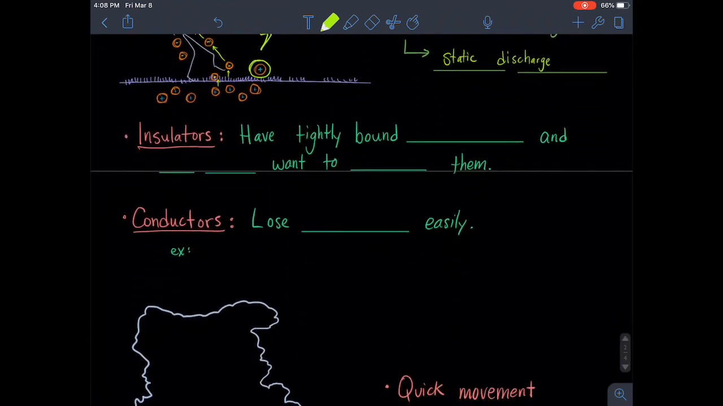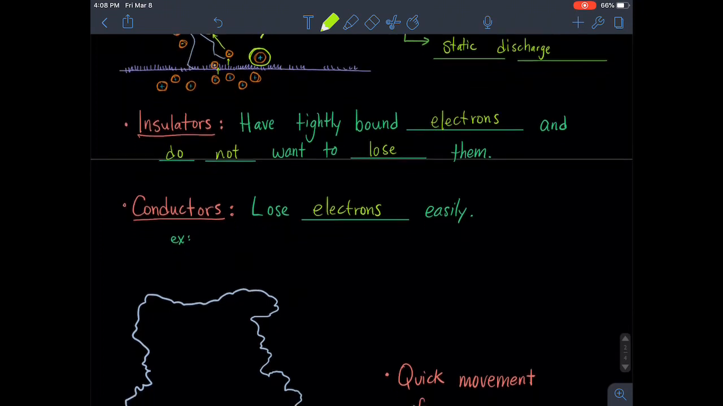Well, we have insulators and conductors. Insulators have tightly bound electrons, meaning they don't want to get rid of them. And like I said, they do not want to lose them. Conductors are opposite. So they lose electrons easily. So they just give them away. They're like, all right, cool, whatever. I don't need the electrons. They can go if they want. They're just like free range electrons there in the conductors. They just go out and they're wherever.